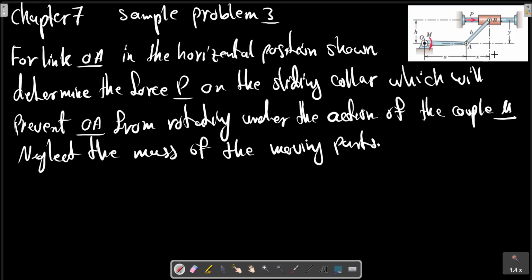Chapter 7 Sample Problem 3. For link OA in the horizontal position shown, determine the force P on the sliding collar which will prevent OA from rotating under the action of the couple M. Neglect the mass of the moving part.